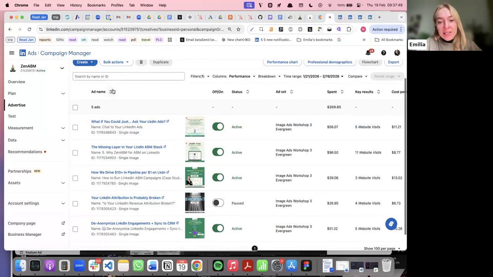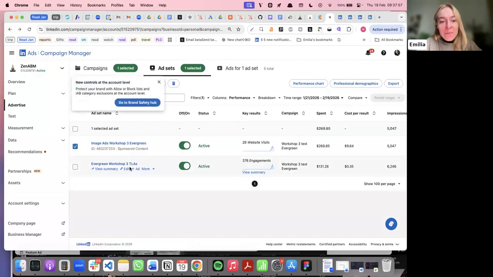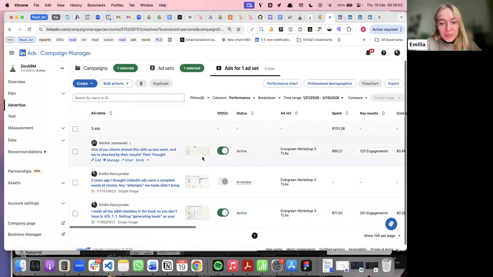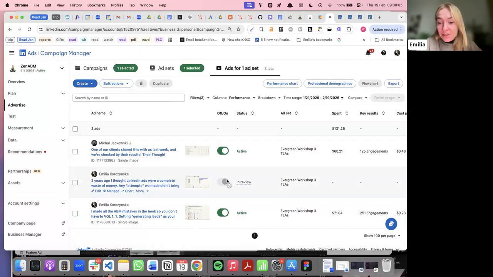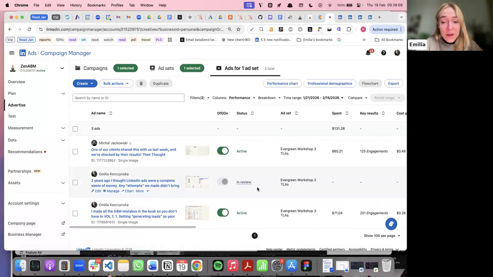So in our case, easy, because it seems we don't need to flex our creativity muscles too much. Let's go to the TLA ads and see how they are performing. One is still in review. Shockingly, it hasn't been approved.